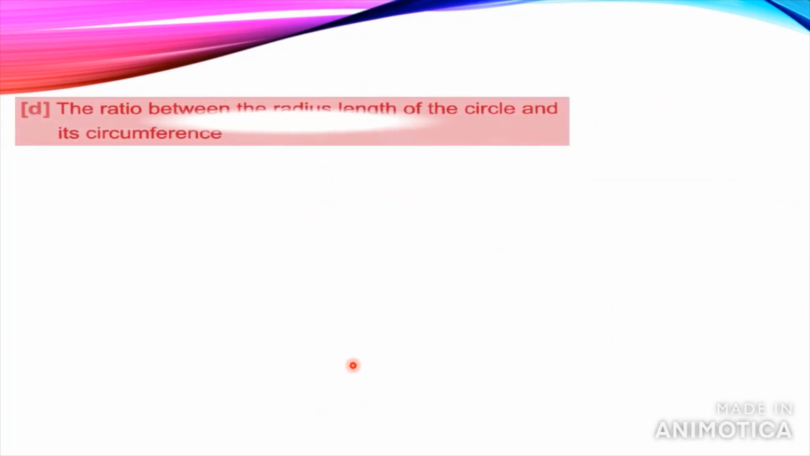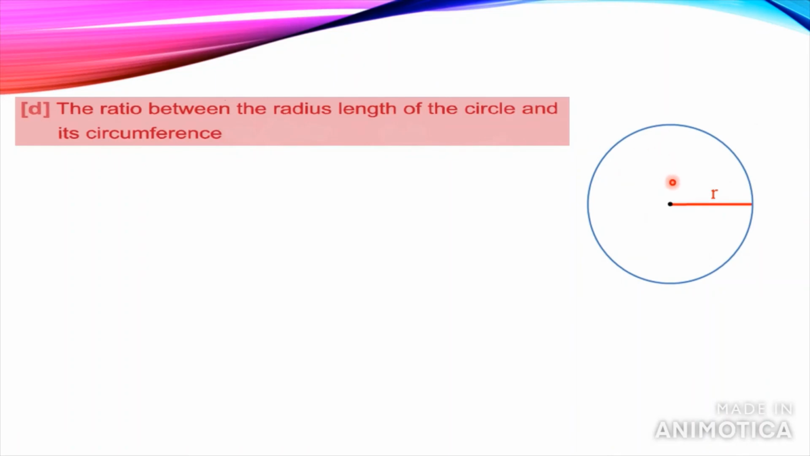Okay. Here, the ratio between the radius length of a circle and its circumference. Let's see, the radius is the line joining a point on the circle and the center. So the radius equals half the diameter, so I replace the d here by 2r. 2r is instead of the d or the diameter. So another rule for the circumference of the circle is pi times 2r.